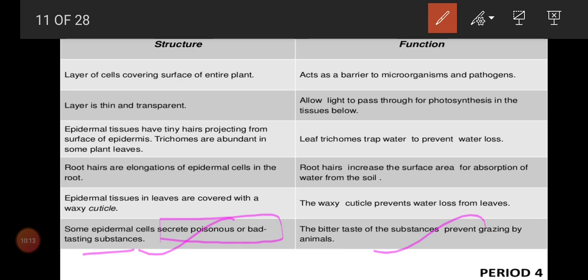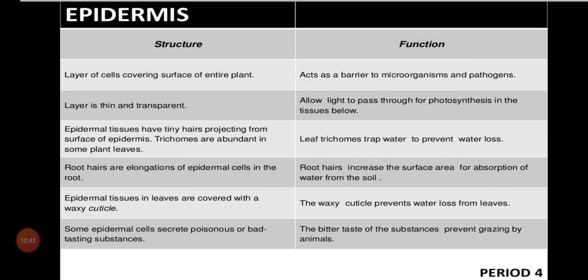Is that clear, children? So we have learned about the structure of the epidermis in leaf and also in root. It is transparent, which allows entry of light for photosynthesis, and root hairs increase the absorption of water, and the cuticle prevents water loss from the leaves, and some epidermal cells secrete a poisonous or bad tasting substance to prevent grazing by animals. So that's all about the structure and function of the epidermis. Please write this in your notebook and keep it.